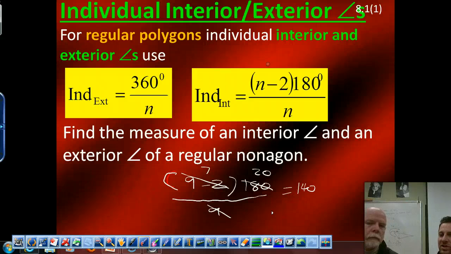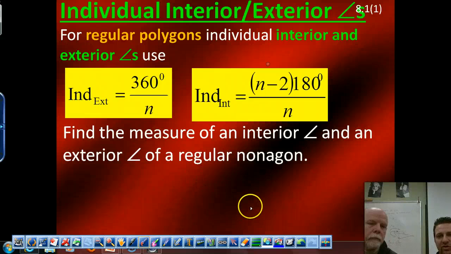And now for that same exterior angle on the outside, let me just erase this here. Okay, so for that exterior angle now, all I do is I use this formula right here, which is 360 divided by the number of sides. So if I do 360 divided by 9, well, 9 goes into 36 4 times, and then I just add that 0, so that exterior angle is 40.